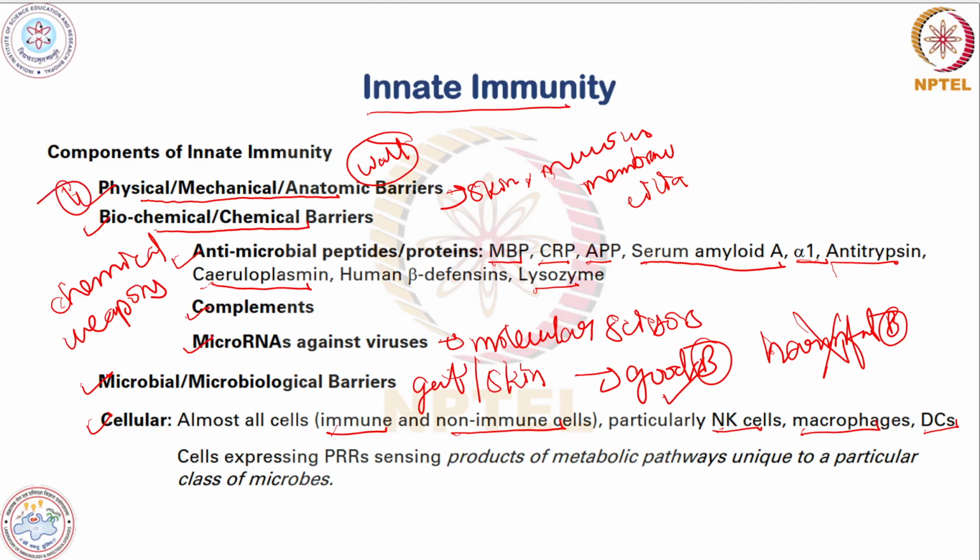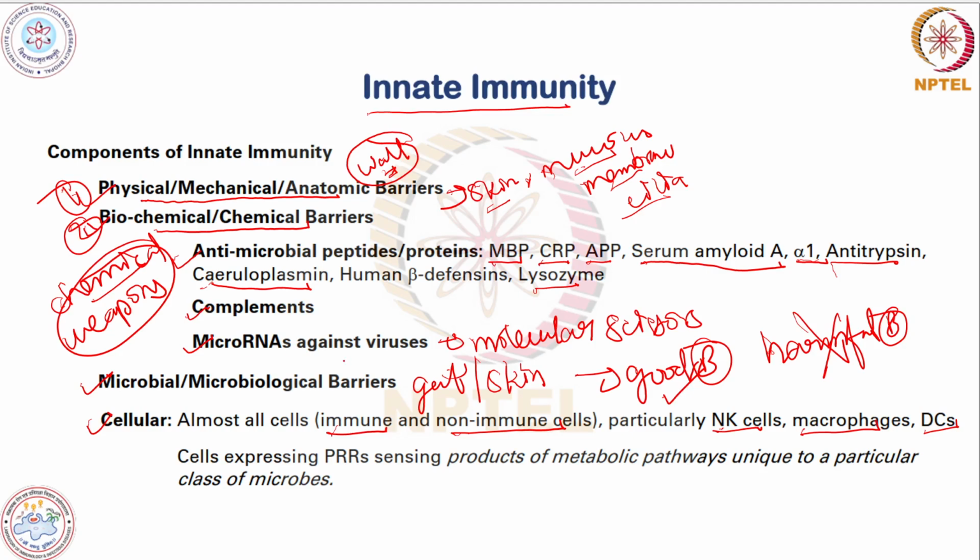First one is the physical or mechanical barriers, which act as a wall to protect our body from the infection. Examples of which are skin, mucous membrane, and the cilia. The second one is biochemical or chemical barriers. These are like the chemical weapons to protect from the infection. The type of which is antimicrobial peptides or proteins, the MBP, CRP, APP, and many others. And the other type of that is complement protein.